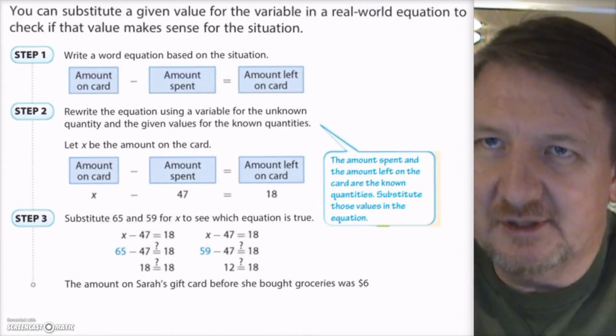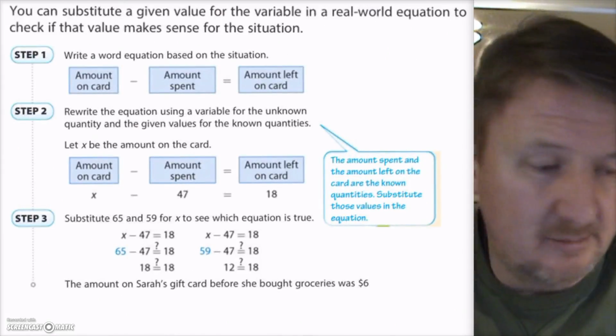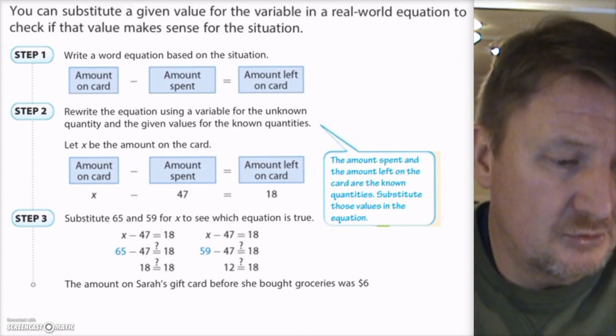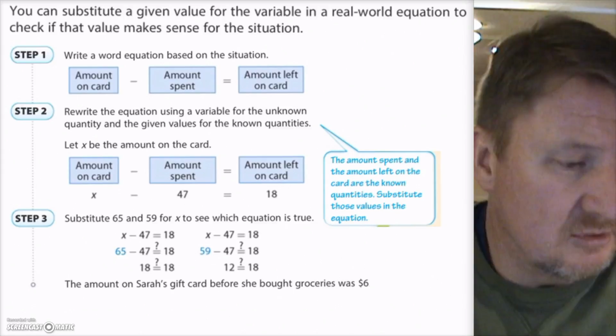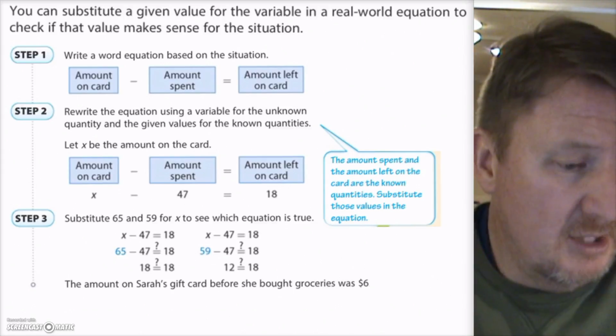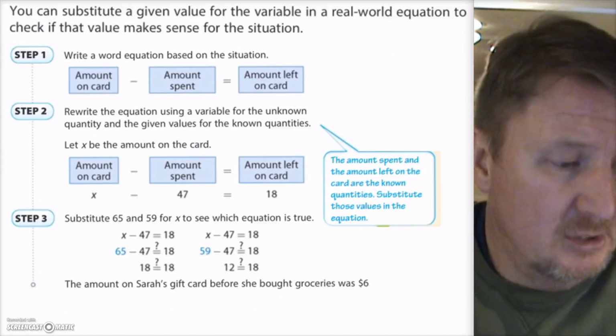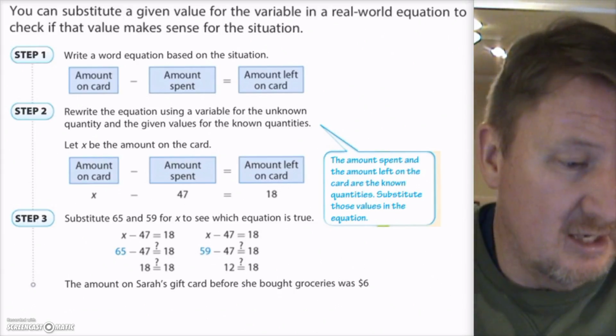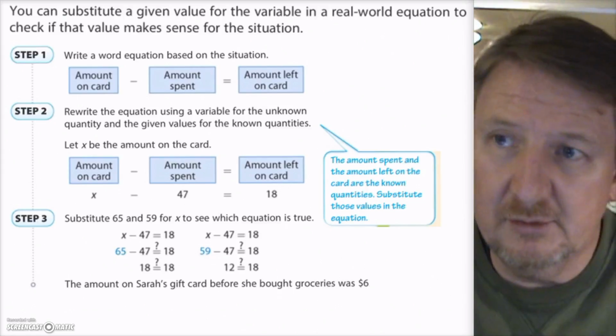Okay, now in this particular problem, I forgot to add the actual problem. So it says Sarah used a gift card to buy $47 worth of groceries. Now she has $18 left on her gift card. Write an equation to represent this situation. Use your equation to determine whether Sarah had $65 or $59 on the gift card before buying the groceries.